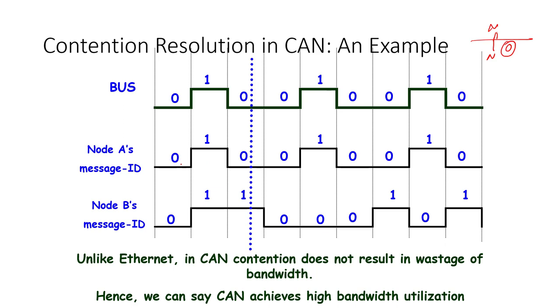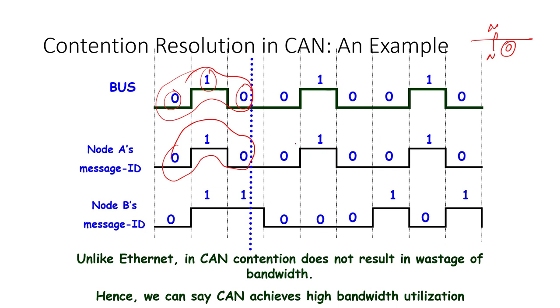So what you will see is that if node A's message ID is 010 and node B's is 011, the bus will compute a wired AND. Right, so that's the electronics of the bus. So 0 and 0 is 0, 1 and 1 is 1, 0 and 1 is 0. So automatically you see that the priority that the bus is setting is a wired AND of that, and in this case the priority is equal to node A's message ID, hence node A will send.